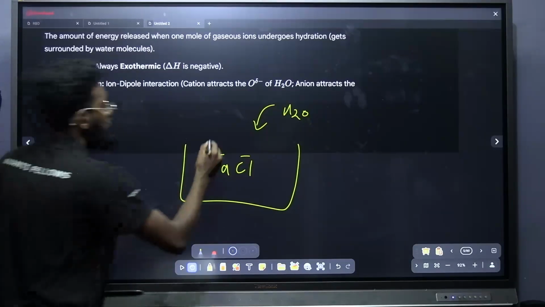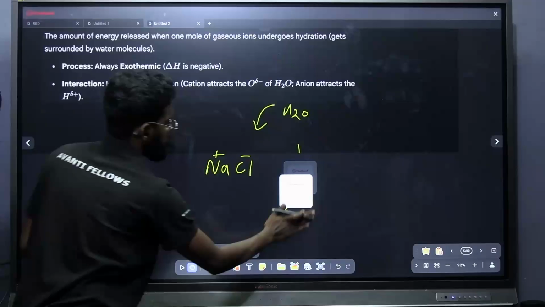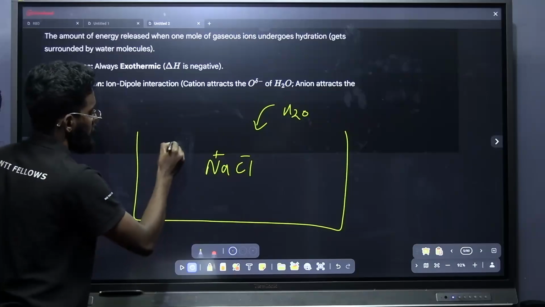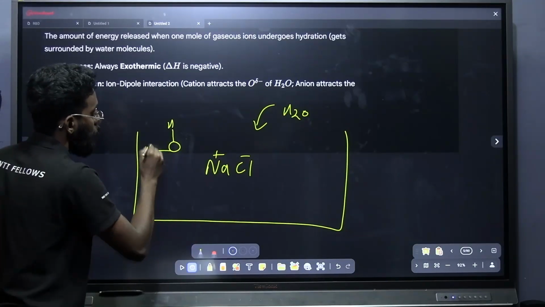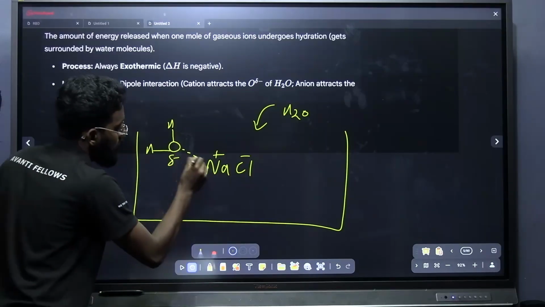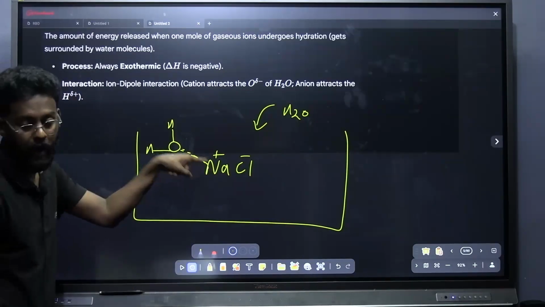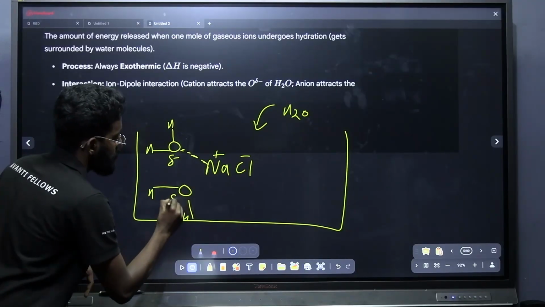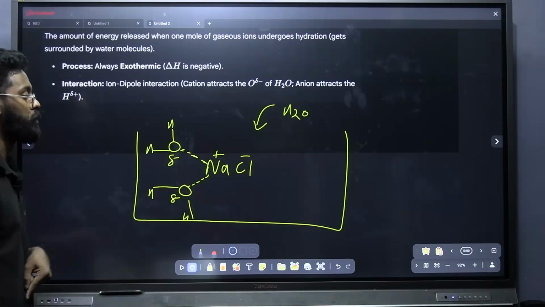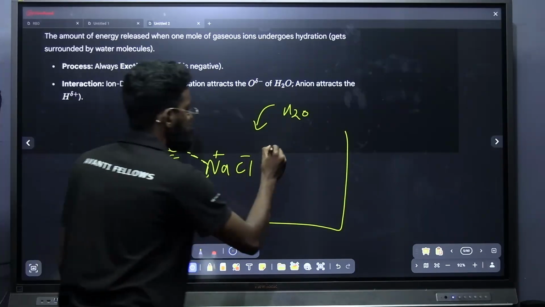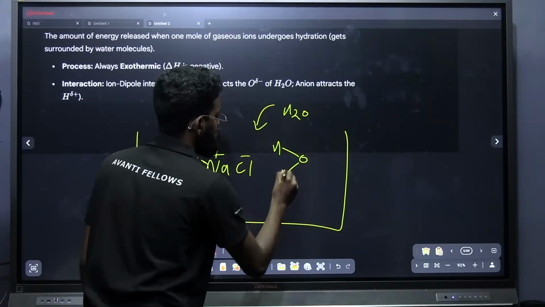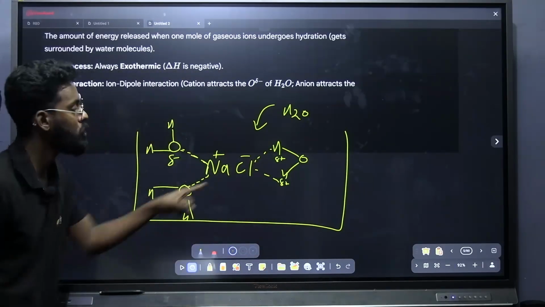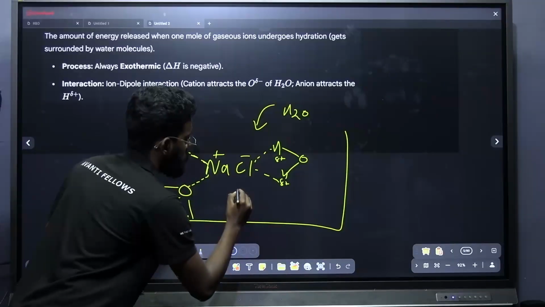When I add water, the negative part of water, that is oxygen, is delta negative. This will attract the positive part of the ionic compound. Yes or no? Yes. This delta negative part will attract the positive part of the ionic compound, that is Na plus, and the positive part of water, that is hydrogen, has delta positive. This will attract the negative part of the ionic compound.